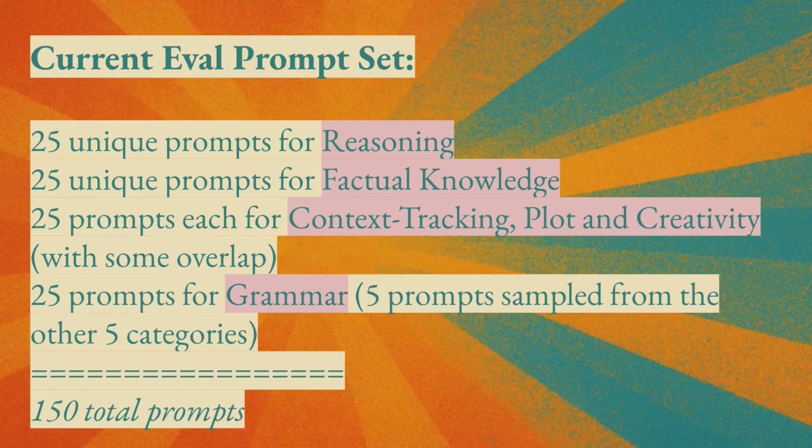Here's my current eval prompt set. I have 25 unique prompts for reasoning, 25 unique prompts for factual knowledge, and 25 prompts each for context tracking, plot, and creativity, with some overlap. And then I have intentionally overlapped these prompts, 5 prompts sampled from each of the 5 other categories to create my 25 prompts for grammar. So in total, I have 150 prompts in my eval set.